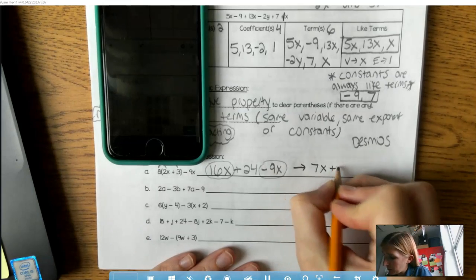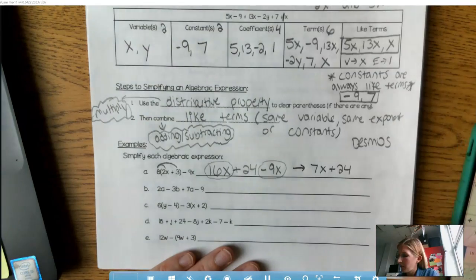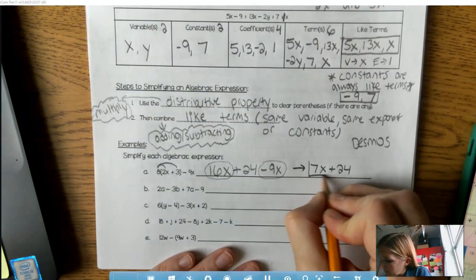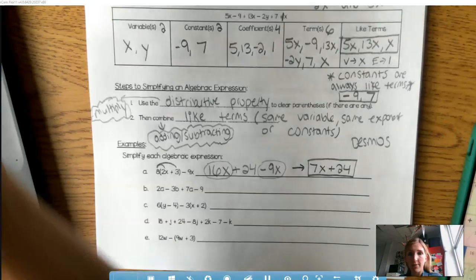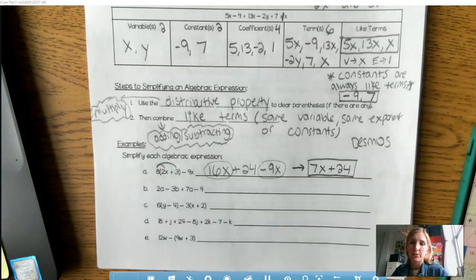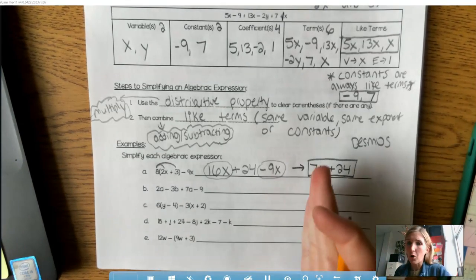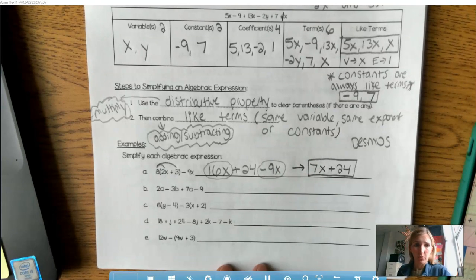So 7x plus 24. I don't see any other constants, so this is the most simplified version. Now, could I put the 24 first and the 7x second? Well, that's a great question, Miss Lucas. No, you cannot. When we're ordering things in standard form, variables always come first. So we have the variables first and then the constants.